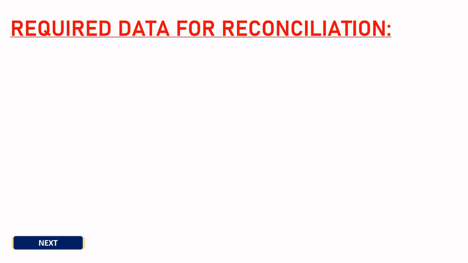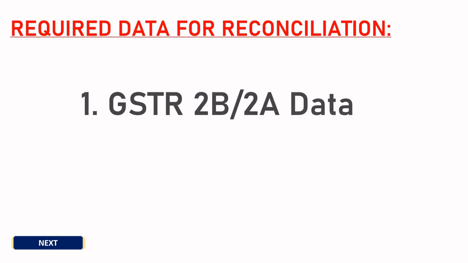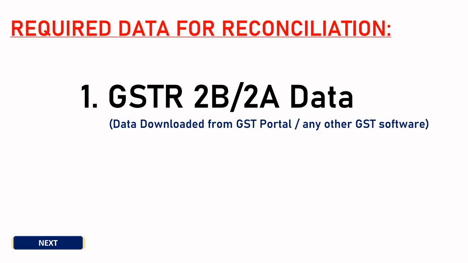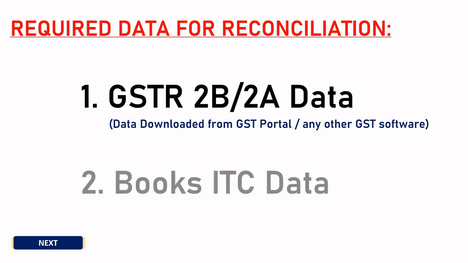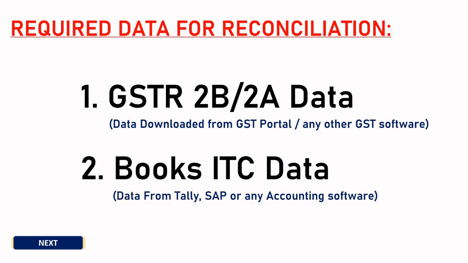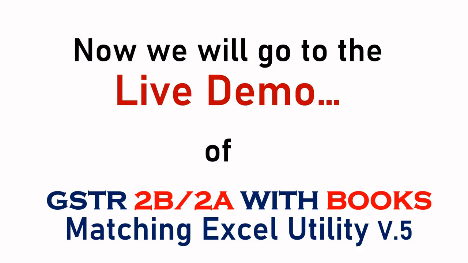Required data for reconciliation. The first one is GSTR 2B 2A data, that means the data downloaded from the GST portal or any other GST software. The second one is books ITC data, from your Tally software, SAP or any other accounting software. Now we will go to the live demo of the GSTR 2B 2A with books matching Excel utility.